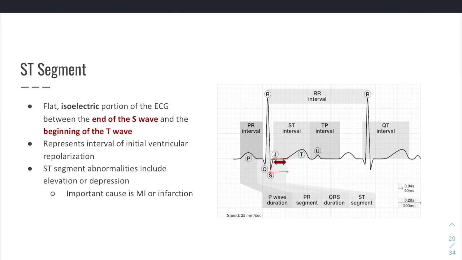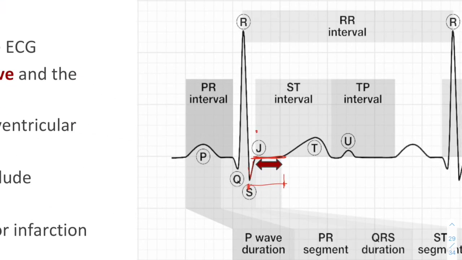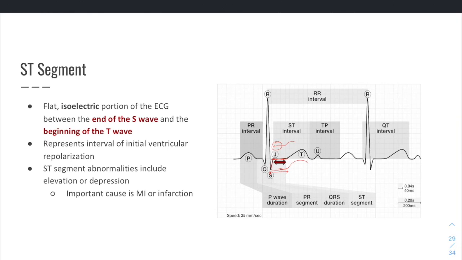And this is the early phase, the initial phase of ventricular repolarization. So any abnormalities may indicate myocardial infarction. If you see your ST segment jumping up here before your T wave, this is what we call ST elevation. It can also stay low and stay down here before the T wave, and that's ST depression.